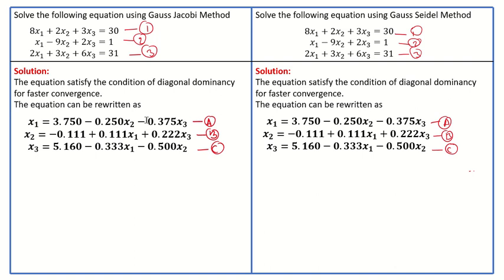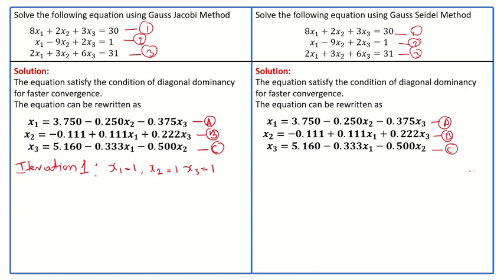Okay, now we are going to do the iterations. In the first iteration, iteration 1, we'll put x1 equal to 1, x2 equal to 1 and x3 equal to 1. So this is the first trial we are going to do.